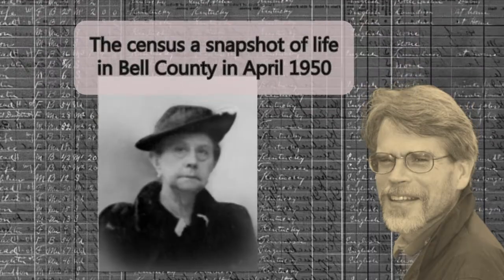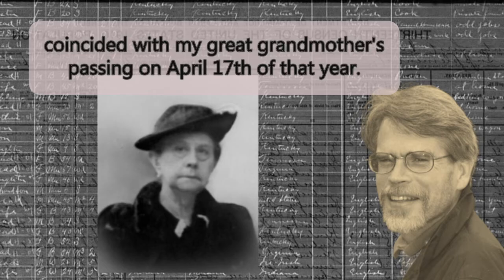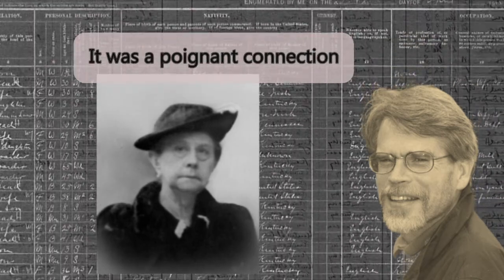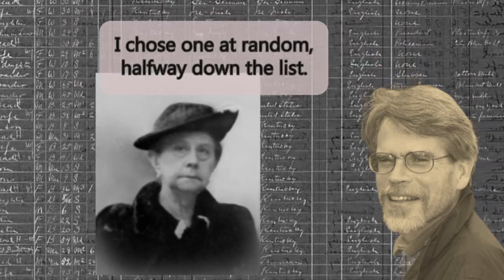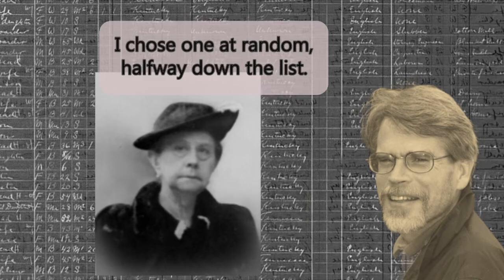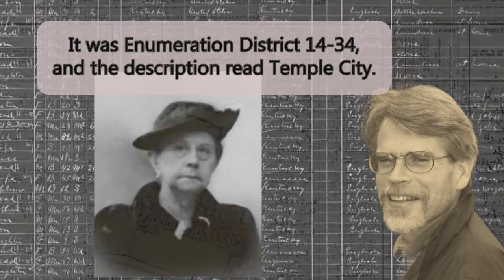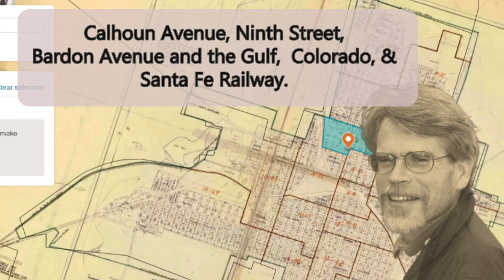The census, a snapshot of life in Bell County in April 1950, coincided with my great-grandmother's passing on April 17 of that year. It was a poignant connection. As I scrolled through the listings of image sets for Temple, Texas, I chose one at random, halfway down the list. It was Enumeration District 14-34, and the description read, Temple City, that part bounded by the city limits, French Avenue, Main Street, Calhoun Avenue, 9th Street, Barton Avenue, and the Gulf, Colorado, and Santa Fe Railway.